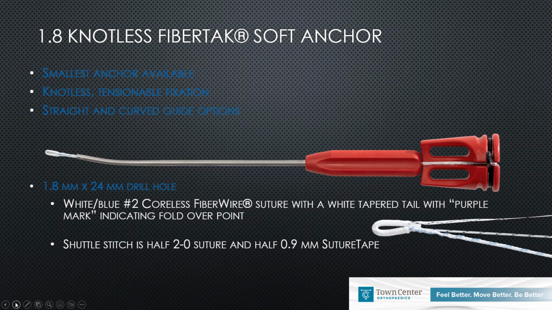The basic anatomy of the anchor itself: there's a cordless FiberWire suture with a little purple mark that helps us identify the fold-over point, and then the shuttle stitch, which is technically a suture tape and a suture, so it looks different arthroscopically, although sometimes it's a little difficult to tell based on the angle of your scope. Next slide.